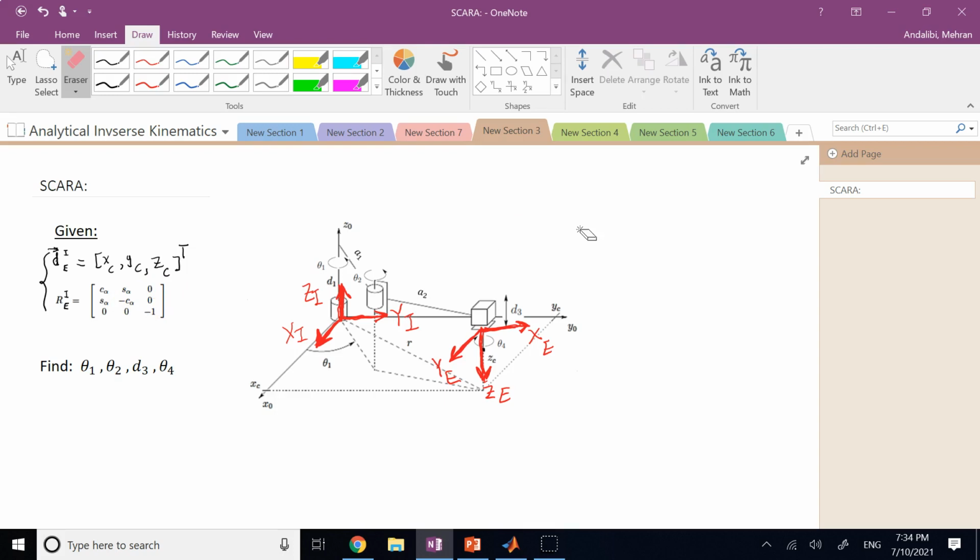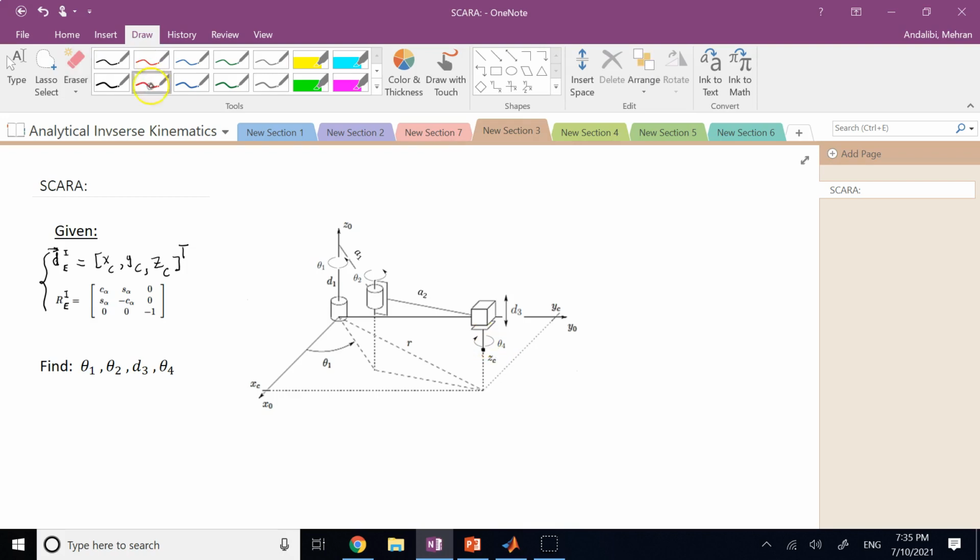Now what I have here is the values of x, y, and z of the c point, the end effector, are given, and also the rotation matrix is given like that, and we are going to find the 4 joint variables: θ1 and θ2, d3 and θ4.